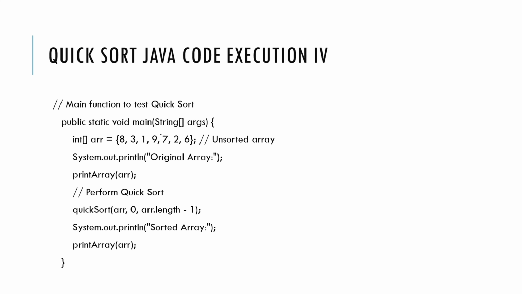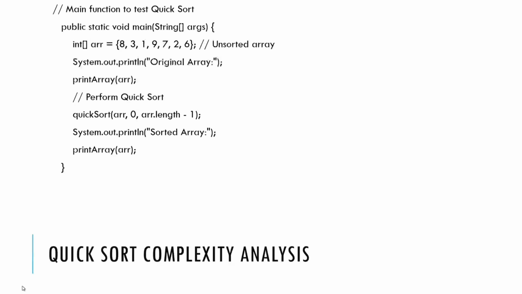This is the main function to test the quicksort. First we have the unsorted array. We print the original array, then we perform the quicksort, and then we print the sorted array.